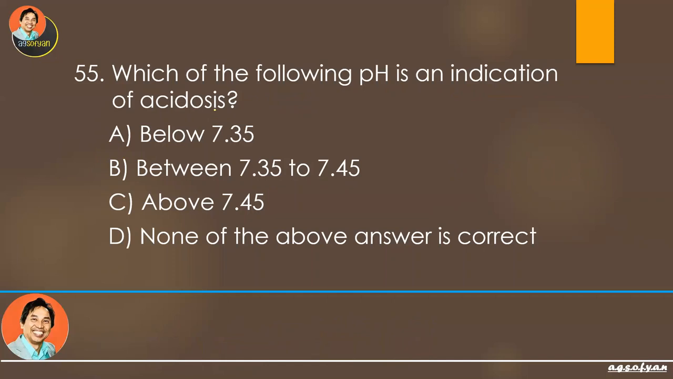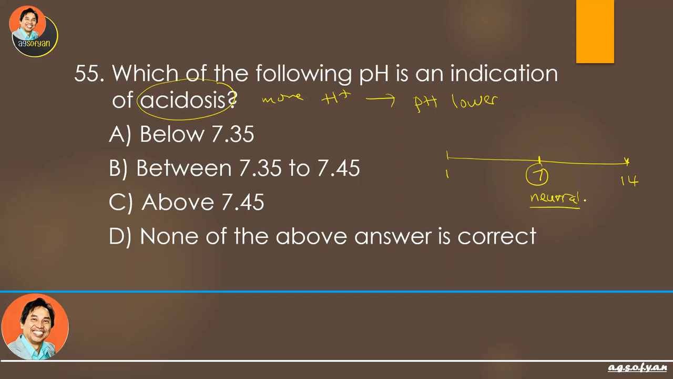Which of the following pH is an indication of acidosis? Acidosis means more hydrogen ions. More hydrogen ions is indicated by lower pH. So this is the pH scale from 1 to 14, and 7 over here is neutral. Lower than 7 is called acidic. Higher than 7 is called basic. So which of the following indicates acidosis, meaning more acid? It's going to be lower than normal pH, where the lowest normal is 7.35. Lower than 7.35 is considered acidosis.